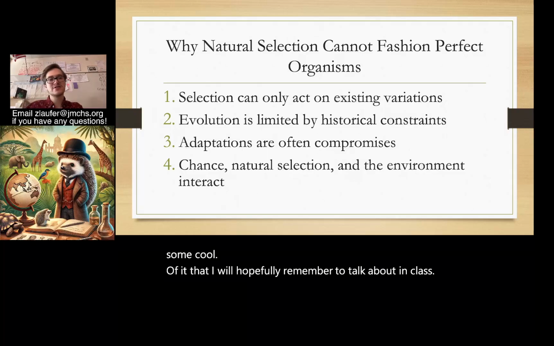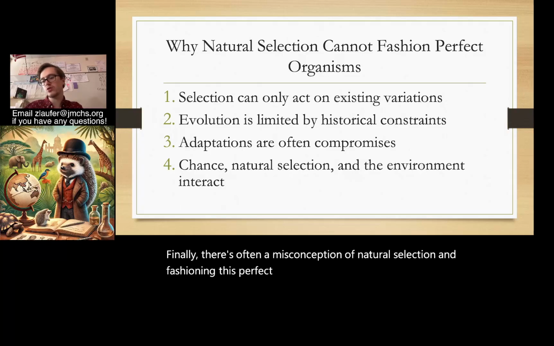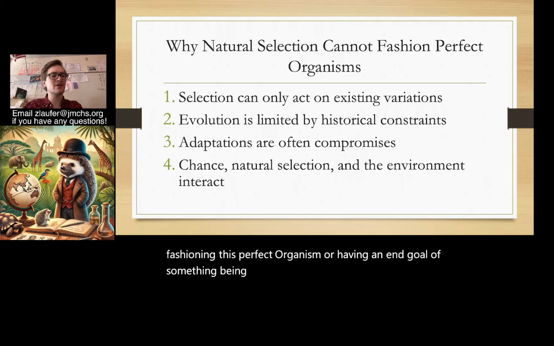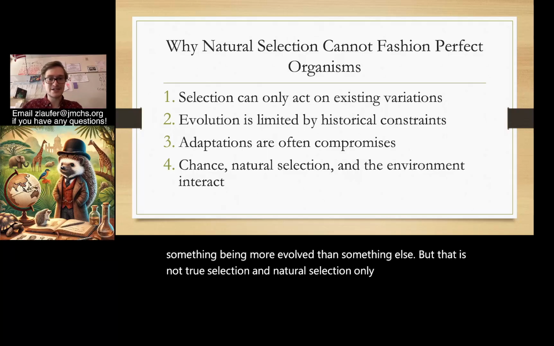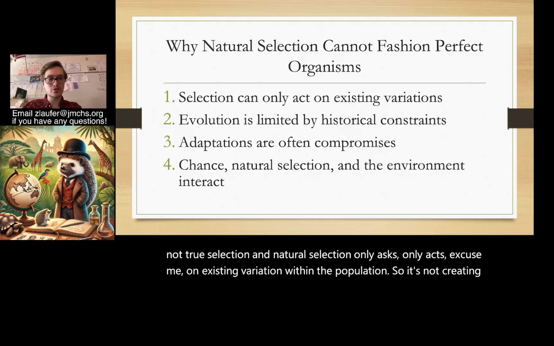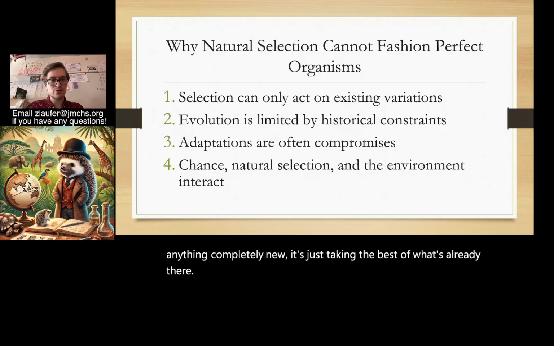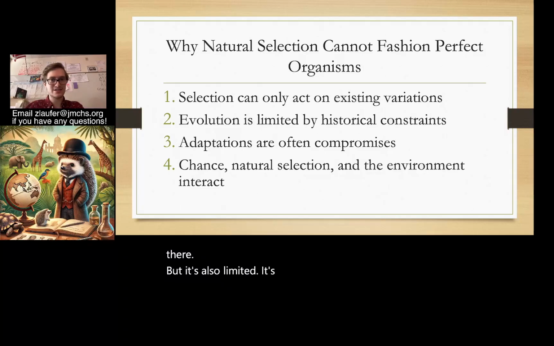Finally, there's often a misconception of natural selection as fashioning this perfect organism or having an end goal of something being more evolved than something else, but that is not true. Selection and natural selection only acts on existing variation within the population. So it's not creating anything completely new. It's just taking the best of what's already there. But it's also limited. It's limited by what it has.